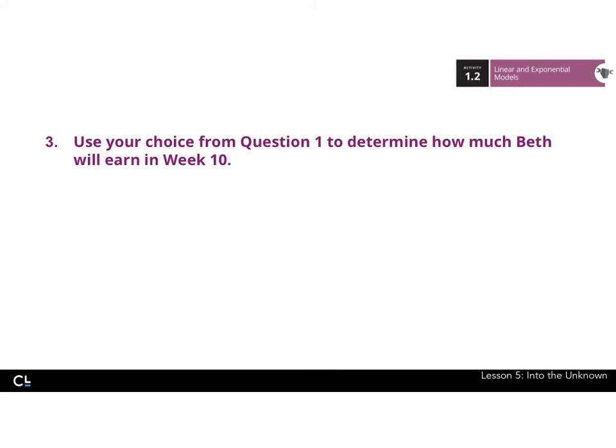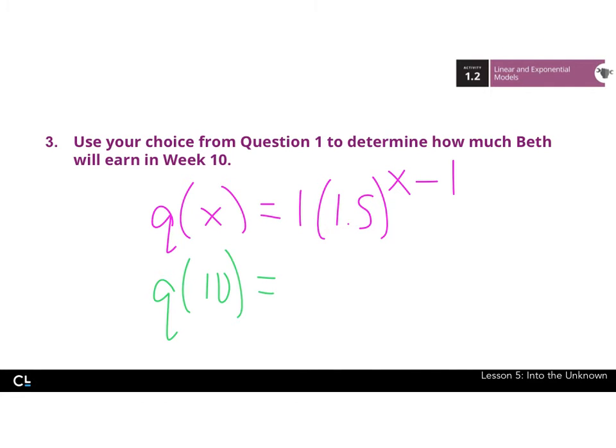Use your choice from question 1 to determine how much Beth will earn in week 10. So she took Quentin's plan. Quentin's plan was the $1 and then 1.5 to the x. And in week 10, I guess I should revise my answer, because I was thinking weeks from when we started, but it's going to be x minus 1 because it's going to be week 10. So if I plug that in, Q of 10 is essentially 1.5 to the 9th. And I'll grab my calculator and say 1.5 to the 9th. And that's $38.44.